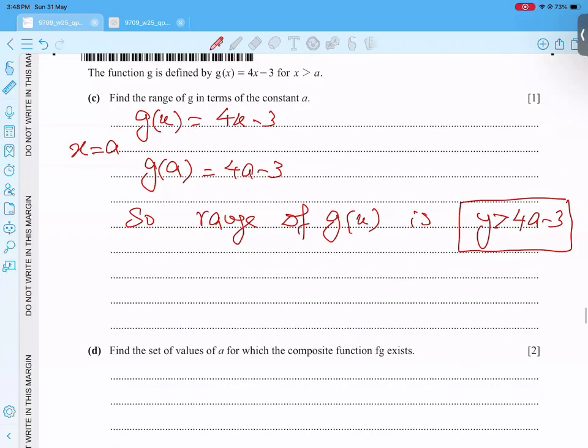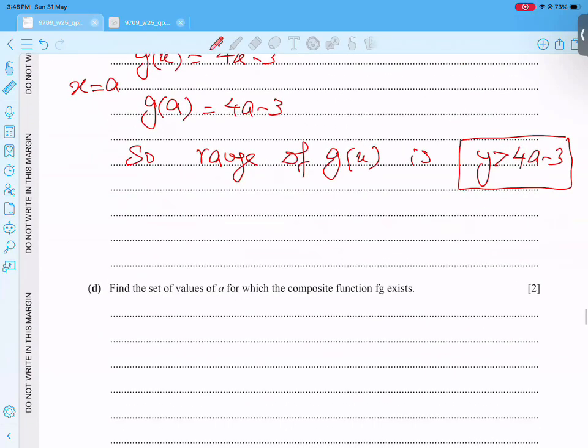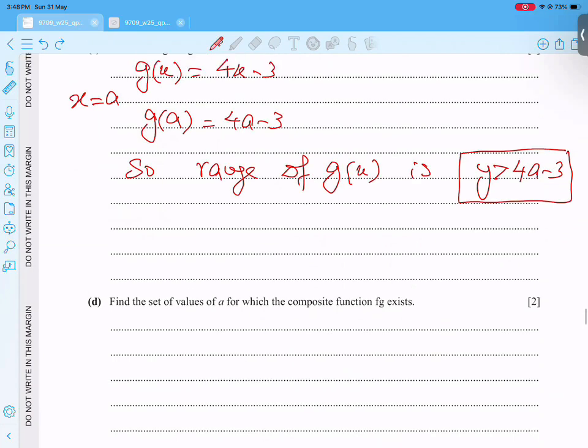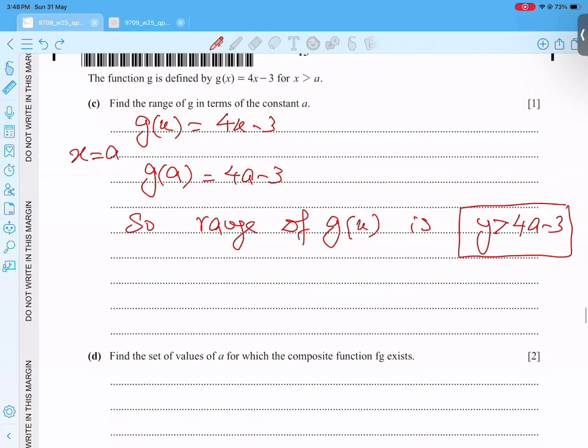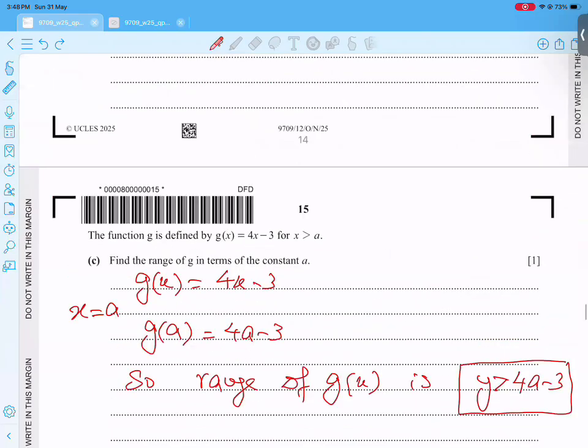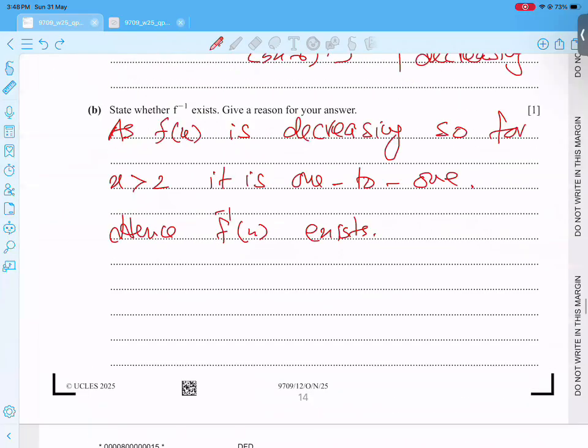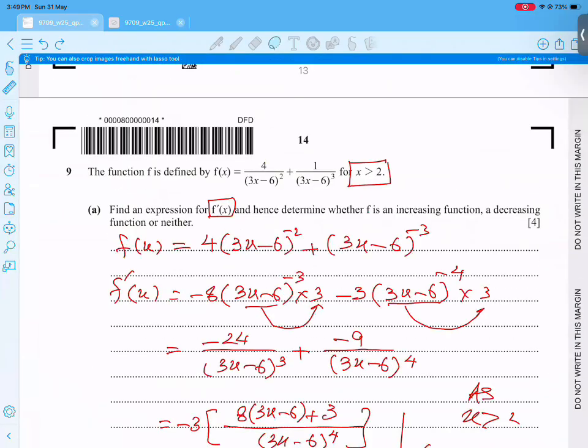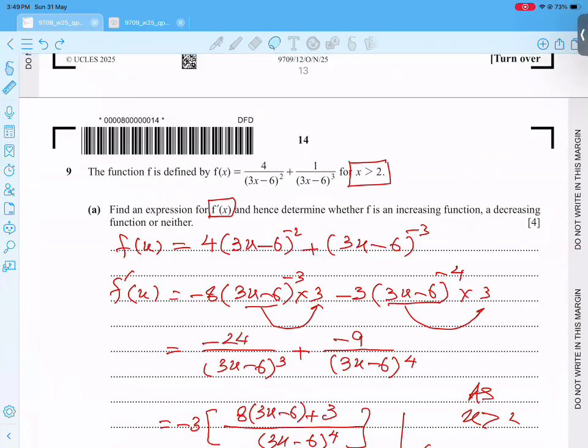Next part: he said find the set of values of a for which the composite function exists. What is the basic criteria, students? Let me write it for you. We have two functions, f and g. I have to bring the f function down, and the domain is what I'm looking for. So what is the domain?